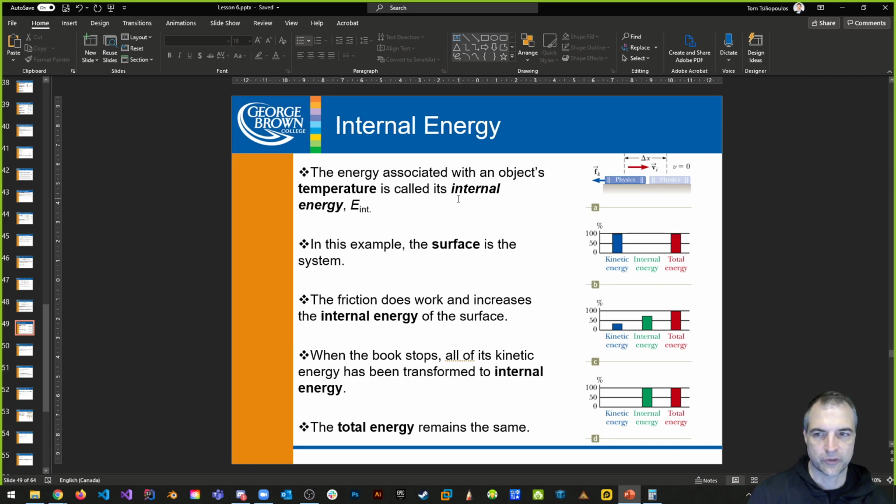So the energy associated with an object's temperature is called its internal energy, right? In this example, the surface is the system. The friction does work and increases the internal energy. Remember, we just talked about kinetic energy. Internal energy is a different type of thing. I just want to point it out to you, but we're not going to use it, because usually we deal with things like potential energy and kinetic energy in games.